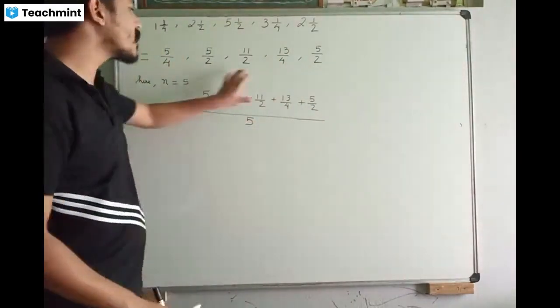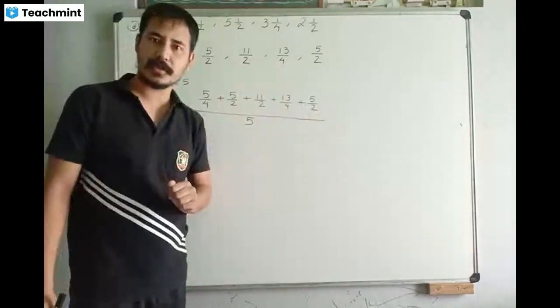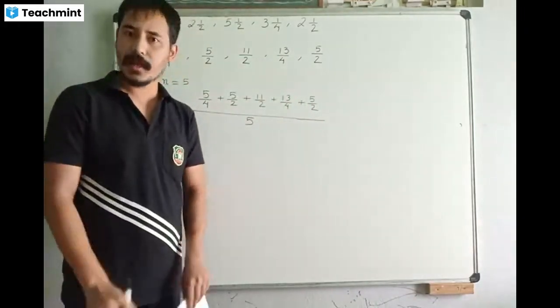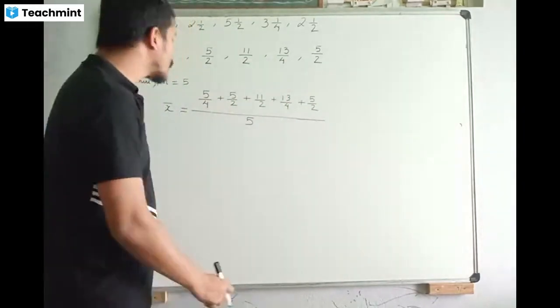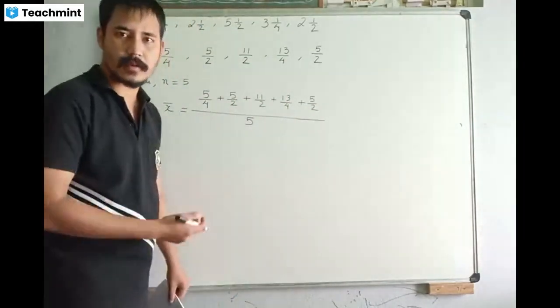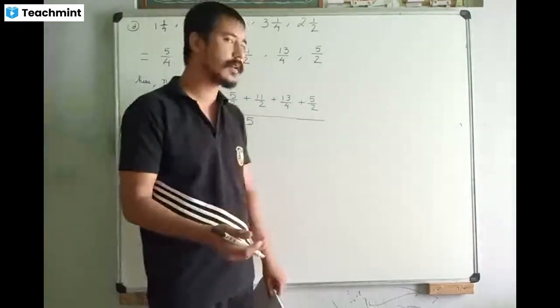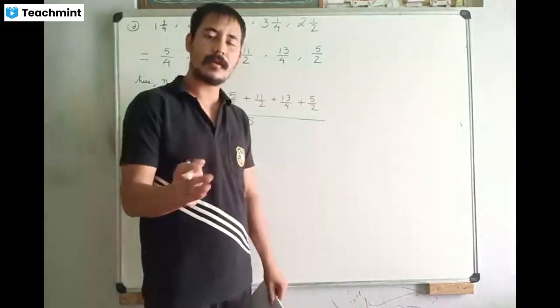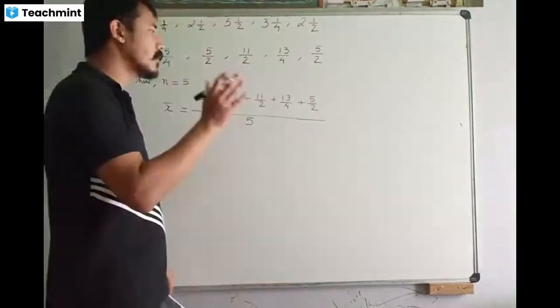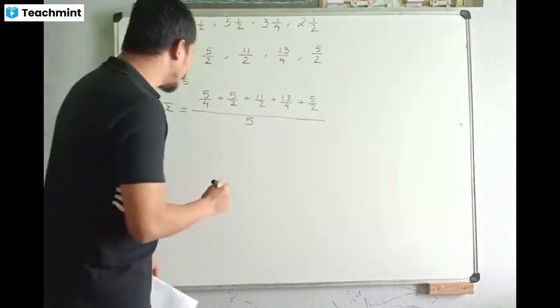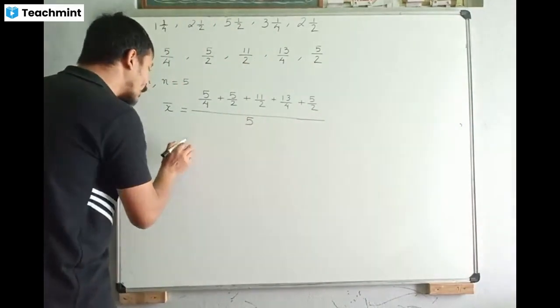Now how to solve this? How to add up these fractions? We need to take the LCM, which is the least common multiple. LCM you have studied since your class 3 or 4 standard. Since then you have been studying what is LCM. So I expect all the students that we can work out with the LCM. Can you? Okay, we'll work it out together.